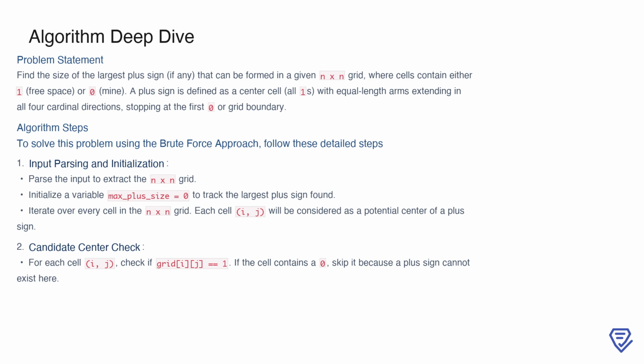To solve this, we'll start with a brute force approach, breaking it down into clear steps. First, we parse the input grid and initialize a variable called max_plus_size to 0, which will track the size of the largest plus sign we find. Then, we iterate over every cell in the grid, treating each cell as a potential center for a plus sign. If a cell contains a 0, we can immediately skip it, since a plus sign cannot exist there. Only cells with a value of 1 are candidates for further exploration.